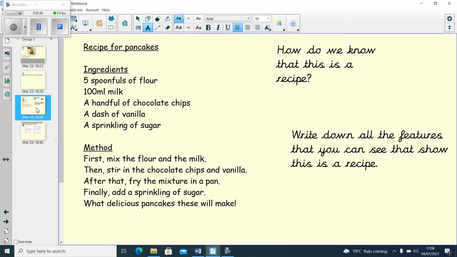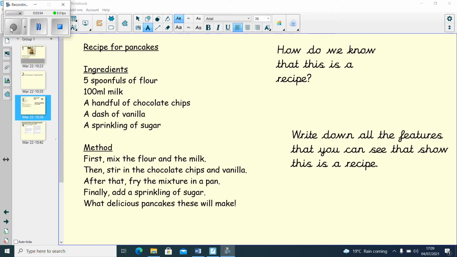Okay, so I would like you, you can actually write it down on your paper, I'd like you to write down all the features, all the things that you can see that show this is a recipe. Okay, so have a go. We haven't done recipes much in school, but just see what knowledge you already know about them. So I want you to pause the video now and write down all the features that you can see.